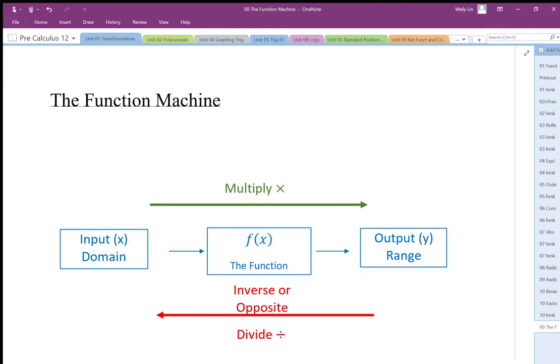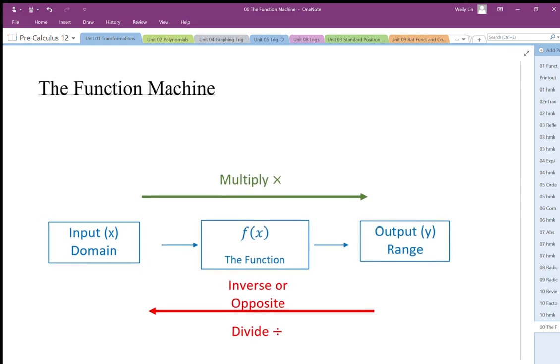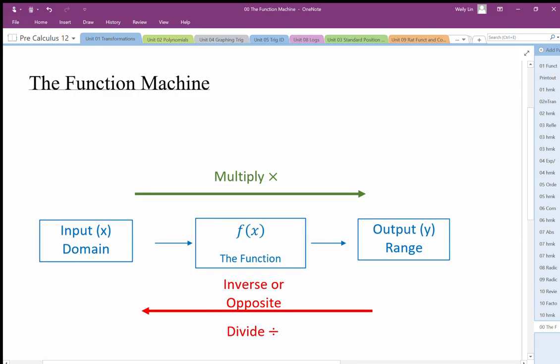So we want to look at some big ideas in math, and one of the big ideas in math is this idea of a function machine. It's this idea of an input-output machine. A function can be thought of as something that we input into. We take some input, we do something to it, and we get an output.